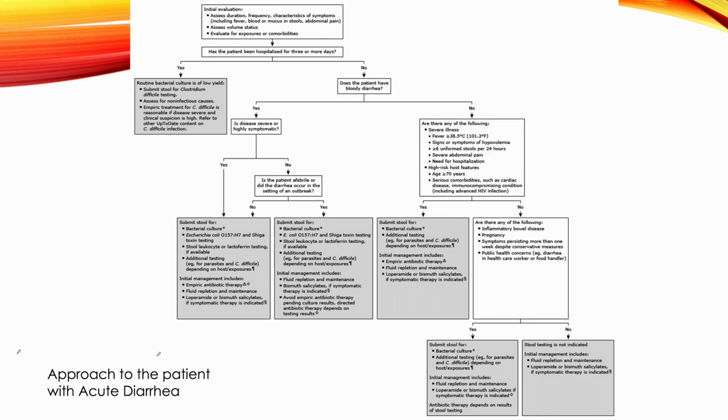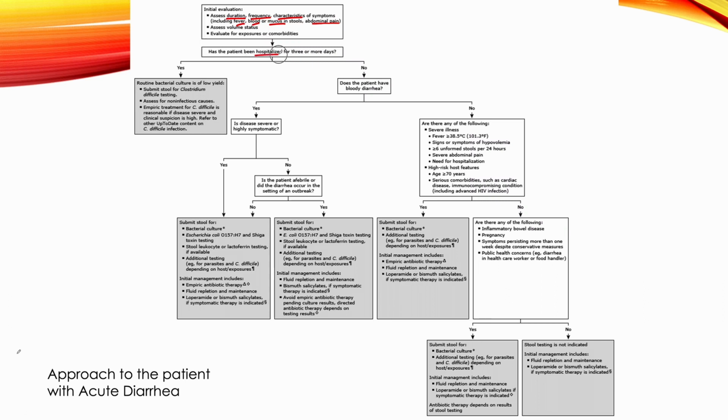Alright, so now that we've talked about acute diarrhea a bit, there is a really nice up-to-date algorithm, which I already love. I love algorithms. So essentially you're assessing how long they've had this diarrhea, how many episodes they're having per day, what the characteristics are, do they have fever, is it blood, mucus, abdominal pain. You also have to assess their volume status, are they severely dehydrated, and exposures, what they've been eating or who they've come in contact with, antibiotics or comorbidities.